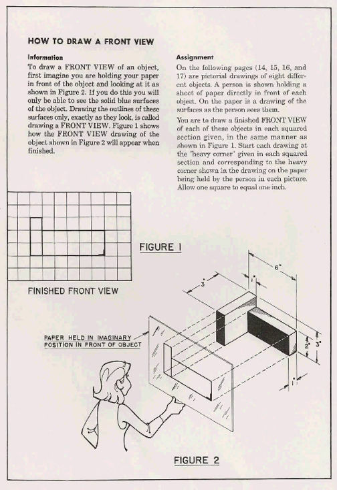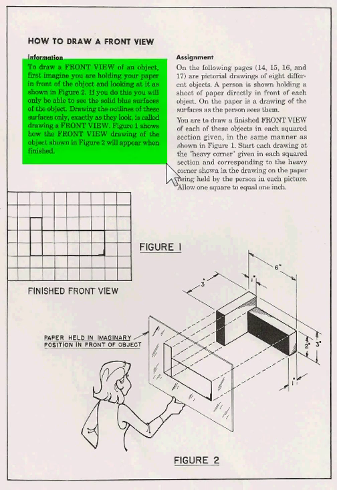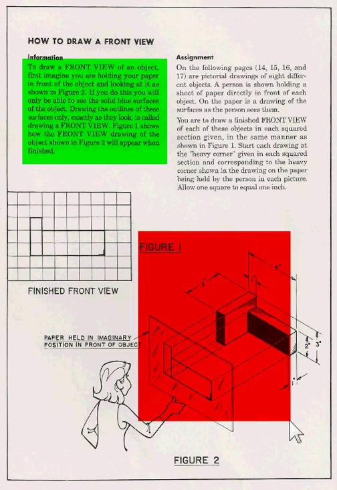Here we're going to take a look to see how to draw front views of different objects. Looking here on your screen where it says information, it says to draw a front view of an object, first imagine that you are holding your paper in front of the object and looking at it as shown in figure 2 right here.